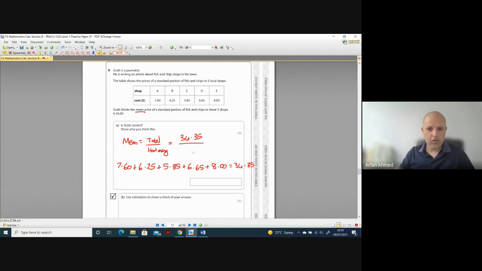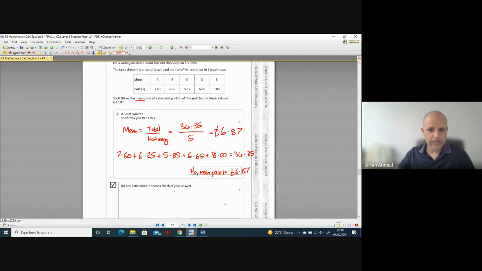34.35 over how many have we got? Well, we've got 5 shops. You have to divide it by 5. So that divided by 5 is 6.87. That's in pounds, because these were in pounds. So we've got 2 marks so far. We need to answer the question, is Scott correct? What did he think? He thinks the mean price is £6.85. Well, no, he's slightly off. He's 2 pence off. So you can say no, mean price is £6.87. And that's your 3rd mark.